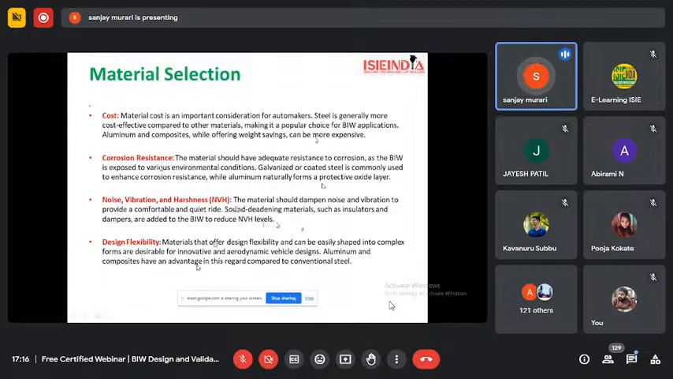So next comes design flexibility. Materials that offer design flexibility and can be easily shaped into complex forms are desirable for innovative and aerodynamic vehicle design. Aluminum and composites have an advantage in this regard compared to conventional steel. Design flexibility in the sense that different complicated shapes can be easily manufactured with the help of those materials.